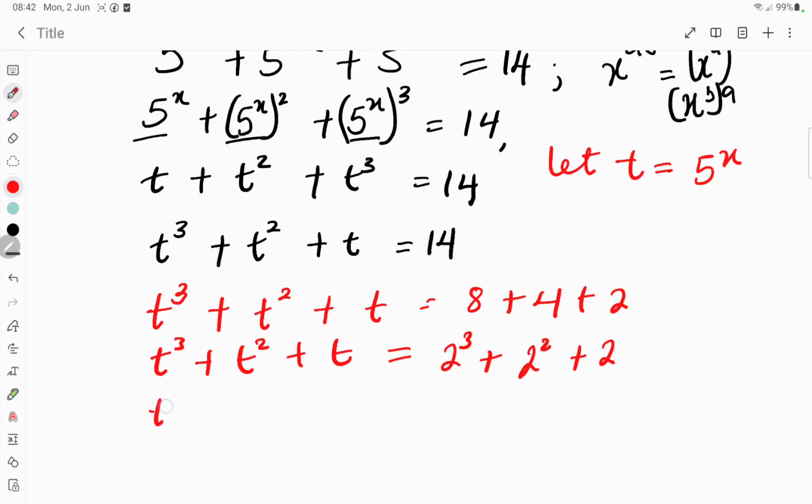So we have t cubed minus, I will now subtract 2 power 3, then plus t squared, I will now subtract 2 squared, then plus t, I will now subtract 2, and that's equal to 0.